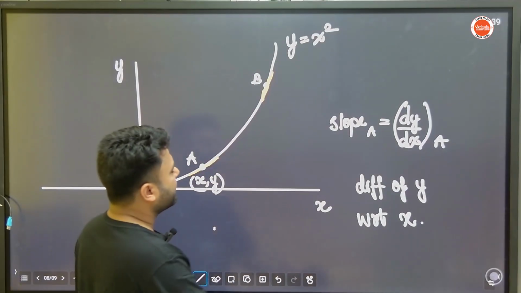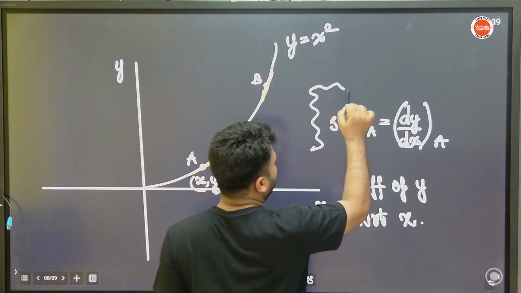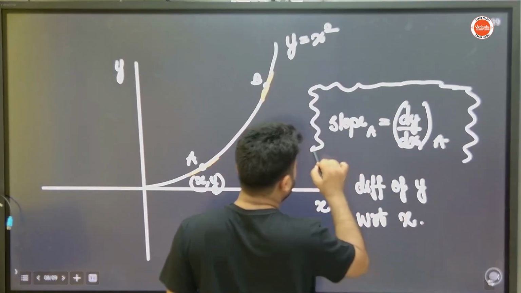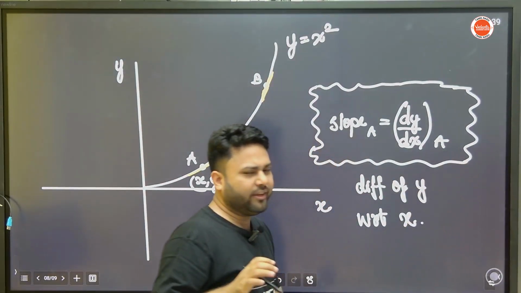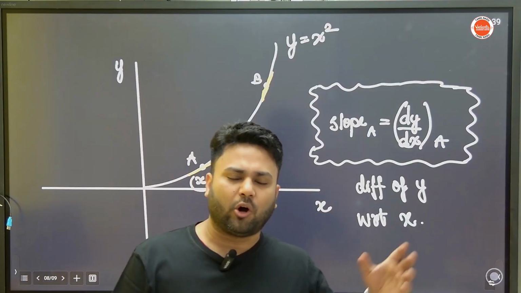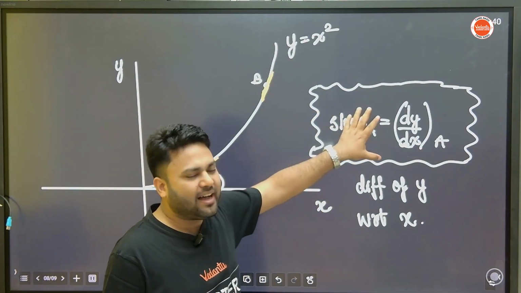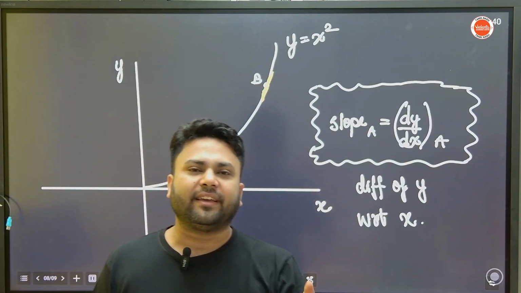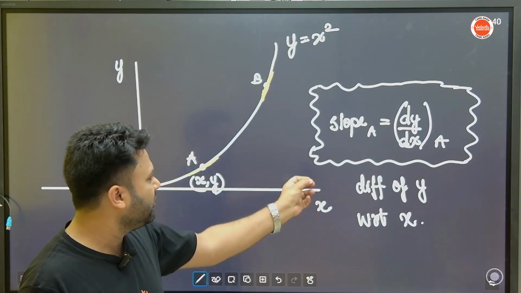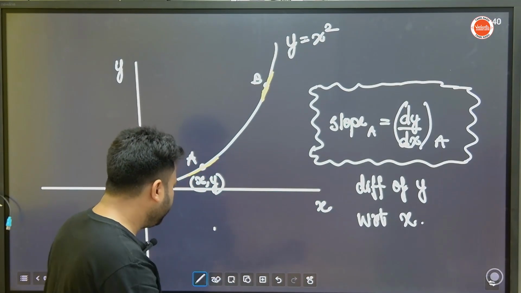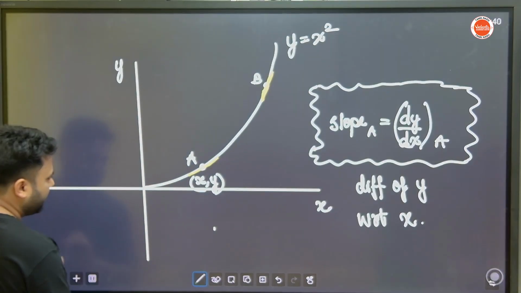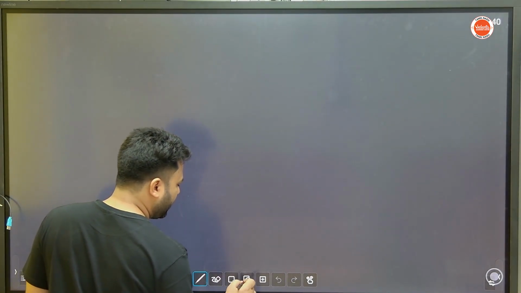So this is the method, this pattern, just to understand. Right now we are not much concerned about how it came about. We just have to remember the pattern, that if they ask the slope, it is dy by dx at that particular point. Now some basic things you have to remember.